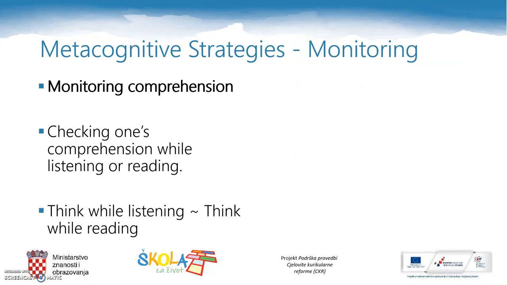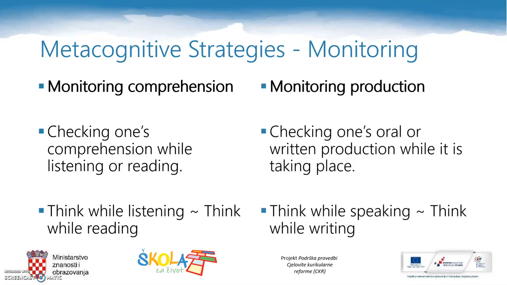Metacognitive strategies for monitoring include monitoring comprehension and monitoring production. The names are pretty straightforward. Monitoring comprehension is defined as checking one's comprehension while listening or reading, and the strategies included are thinking while listening and thinking while reading. Monitoring production is defined as checking one's oral or written production while it is taking place. Strategies included are thinking while speaking and thinking while writing.